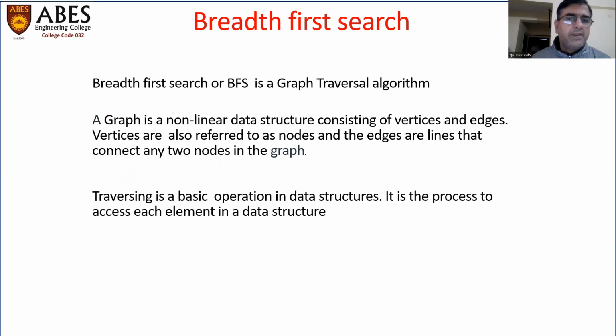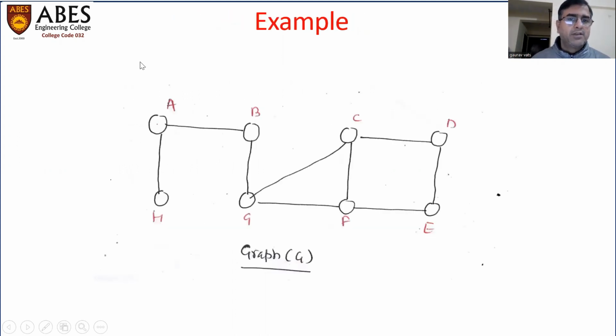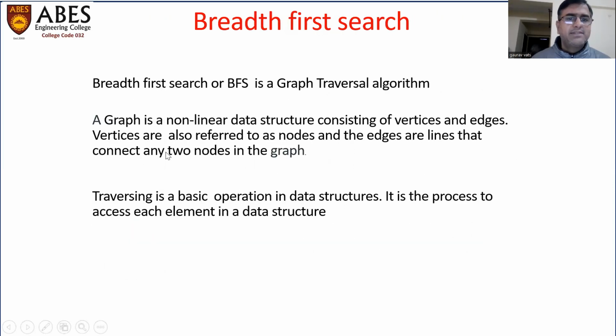Breadth first search or BFS is a graph traversal algorithm. Graph, what is graph? Graph is a non-linear data structure consisting of vertices and edges like this. These are vertices, they're connected through edges. Sometimes these vertices are also called nodes and edges, arcs or lines. So a graph is a collection of vertices and edges. It's a non-linear data structure.